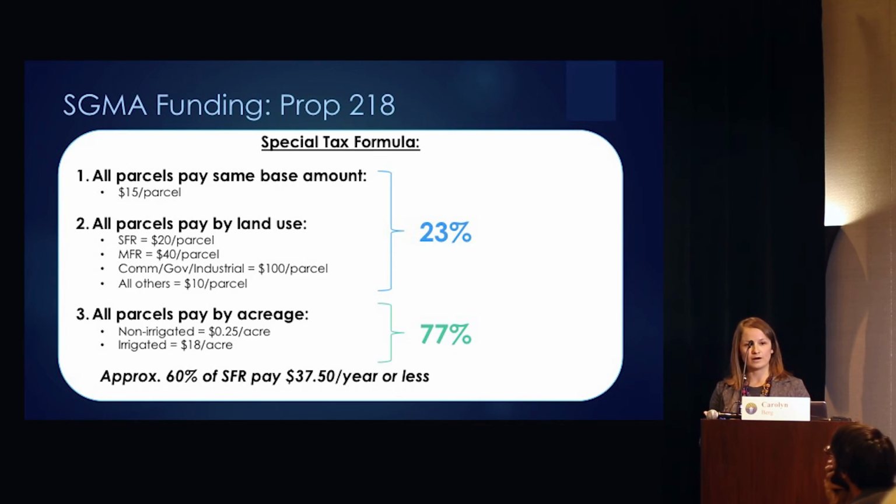And then there was the last component, which is where you get your largest funding base, and that's getting funding based on acreage. That's how we estimate water demand, is both land use and acreage. So here we have about 25 cents per acre to non-irrigated users, and then $18 per acre to the irrigated users. And what you're seeing here is that the 77%, we're having our largest generation of funding by the actual irrigators of the basin is the hope there. And at the bottom, I just have this fun fact that approximately 60% of the single-family residences paid $37.50 or less per year. So the intent there was, again, equity, making sure those who use less pay less.